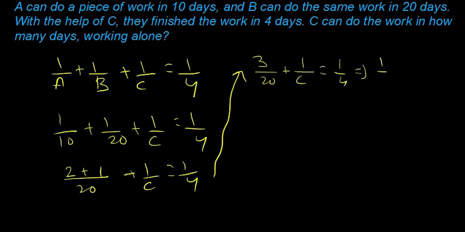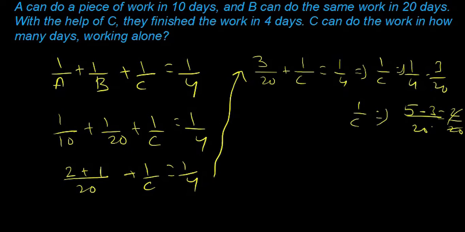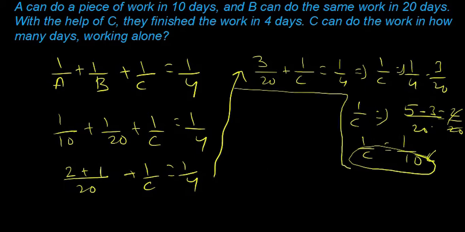So 1 by C is going to be 1 by 4 minus 3 by 20. LCM is going to be 20. 4 5s are 20, 5 1s are 5. 5 minus 3 is 2, so that is 2 by 20. So the value of 1 by C is going to be 1 by 10. So C can complete the work when working alone in 10 days. So this is the first method, using the unitary method, where you can find out the value of C.